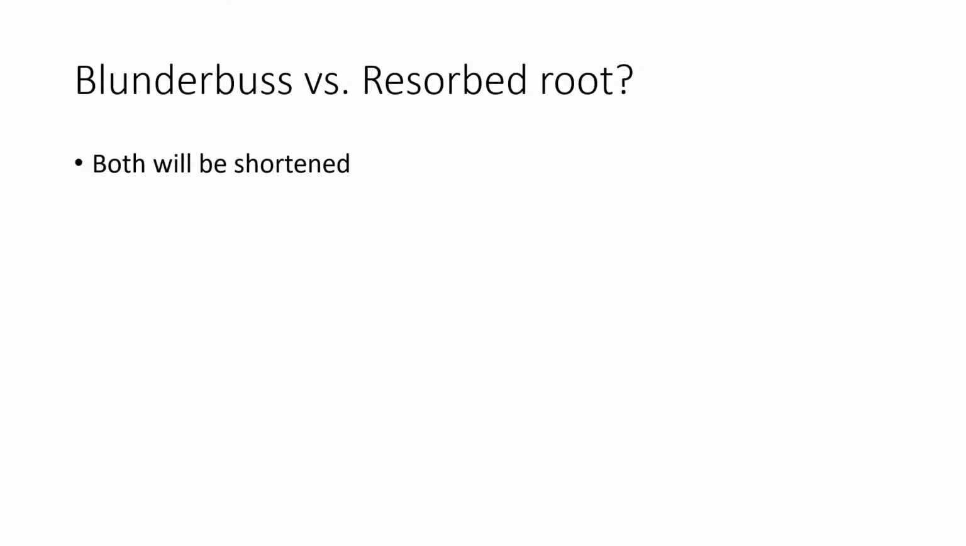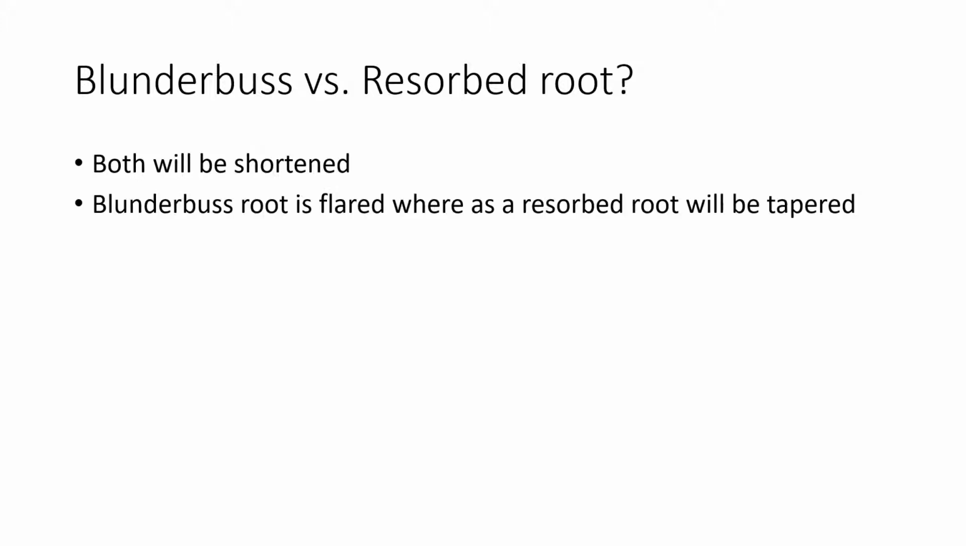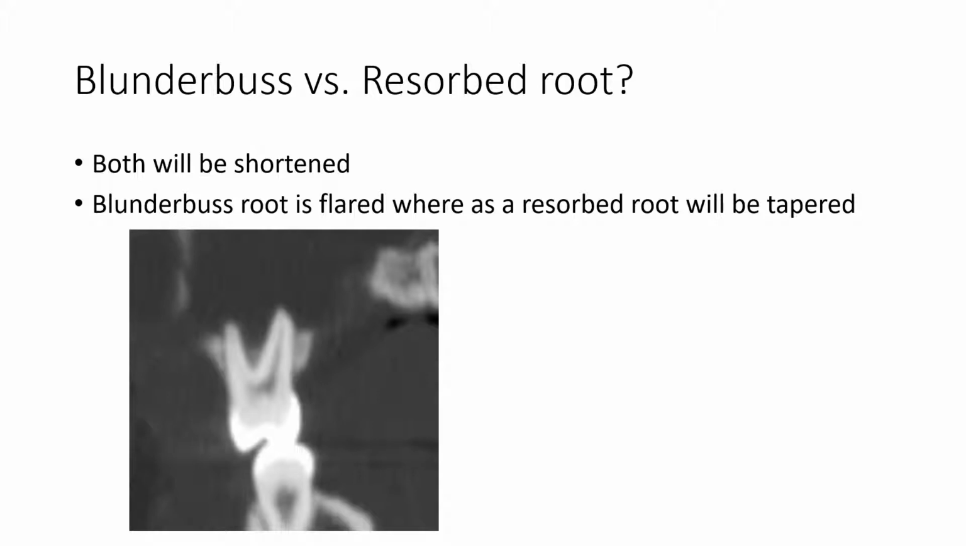All right, now let's look at the blunderbuss versus resorbed root. So both will be short in this circumstance, but a blunderbuss root will be flared, whereas the resorbed root will be tapered or just blunted. So here, what do we have here? We have roots that definitely look short. They're not flared, but they don't really taper. This one's sort of just chopped off. This one also kind of looks chopped off. So this looks like a resorbed root.